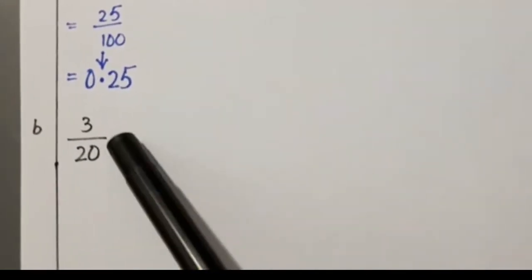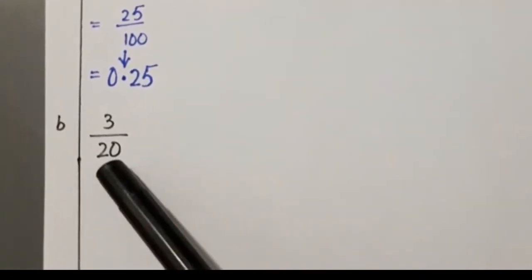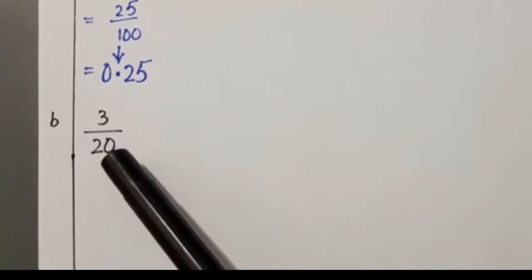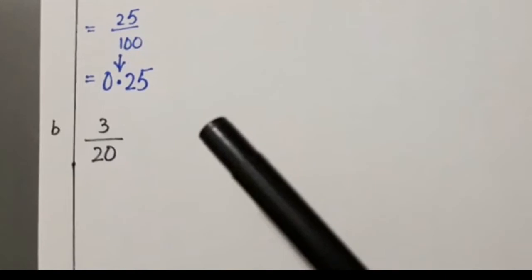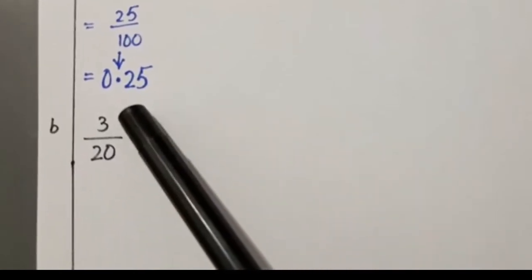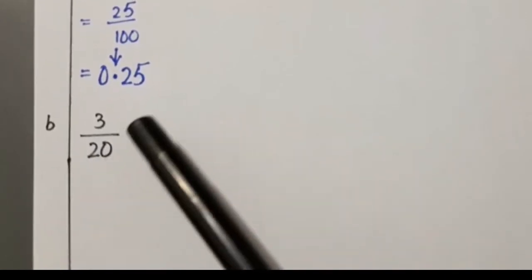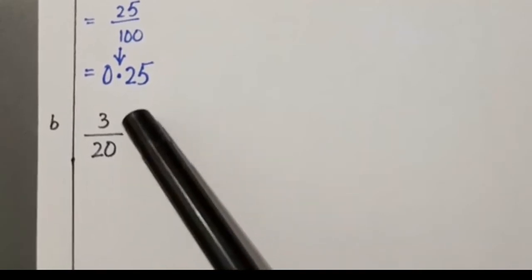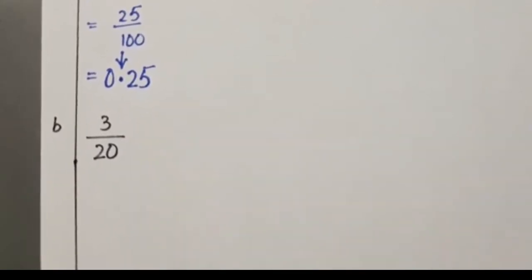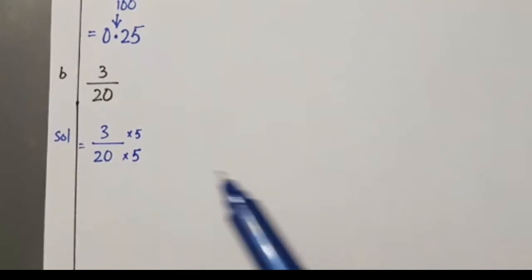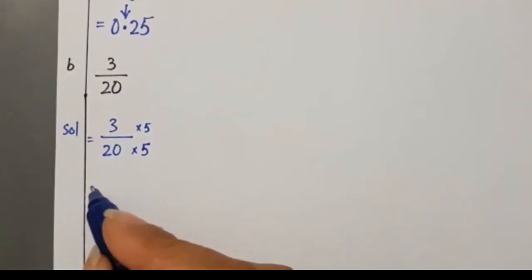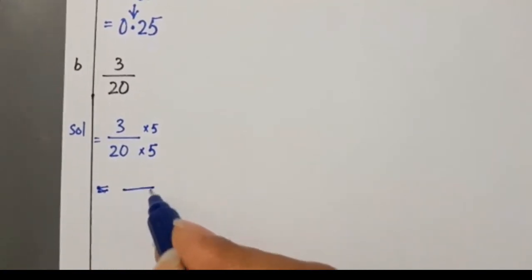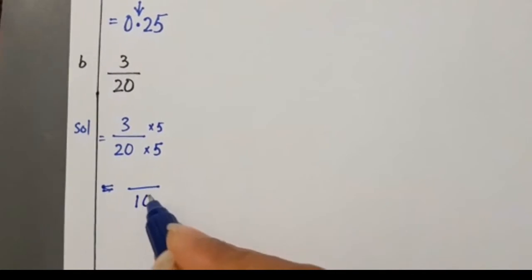As boys, you can see in part B there is 3 by 20 and in the table of 20 we know there comes 100. 5 20s are 100. Okay, so my first step in the solution will be to multiply by 5 in both numerator and denominator. So boys, now you have seen I have written 3 multiplied by 5 and 20 multiplied by 5. So 5 20s, we know, are 100. In the denominator it is 100.